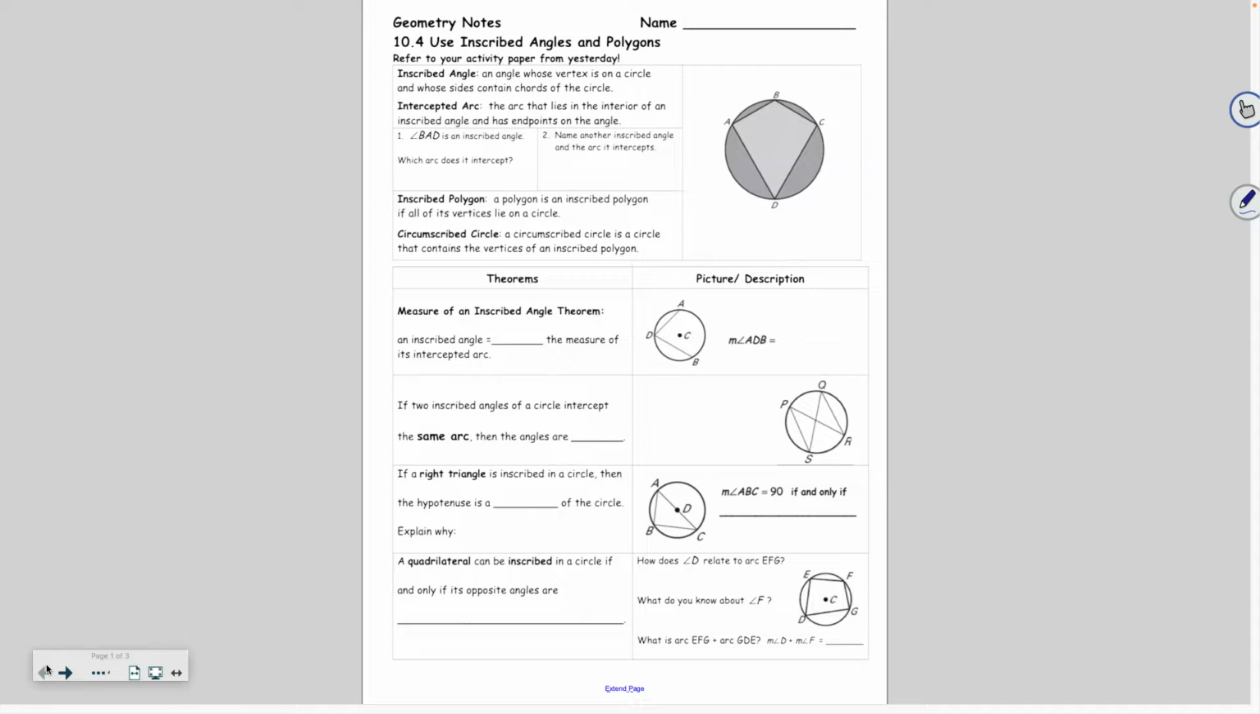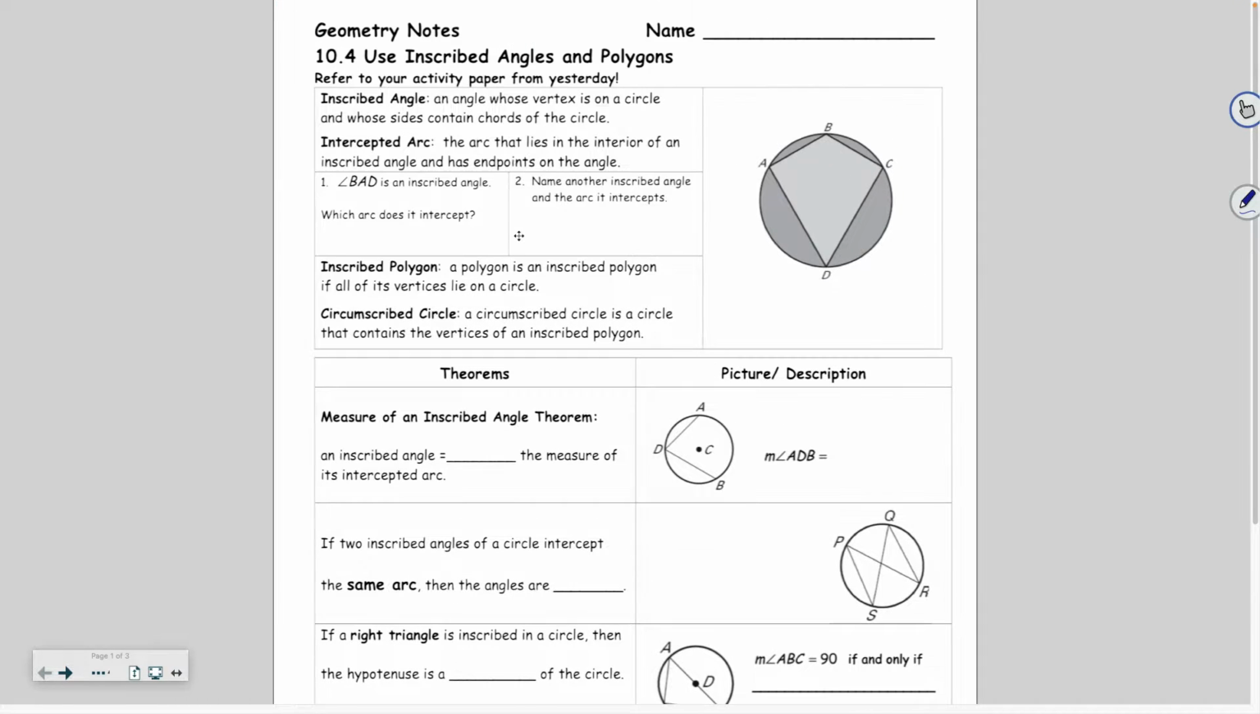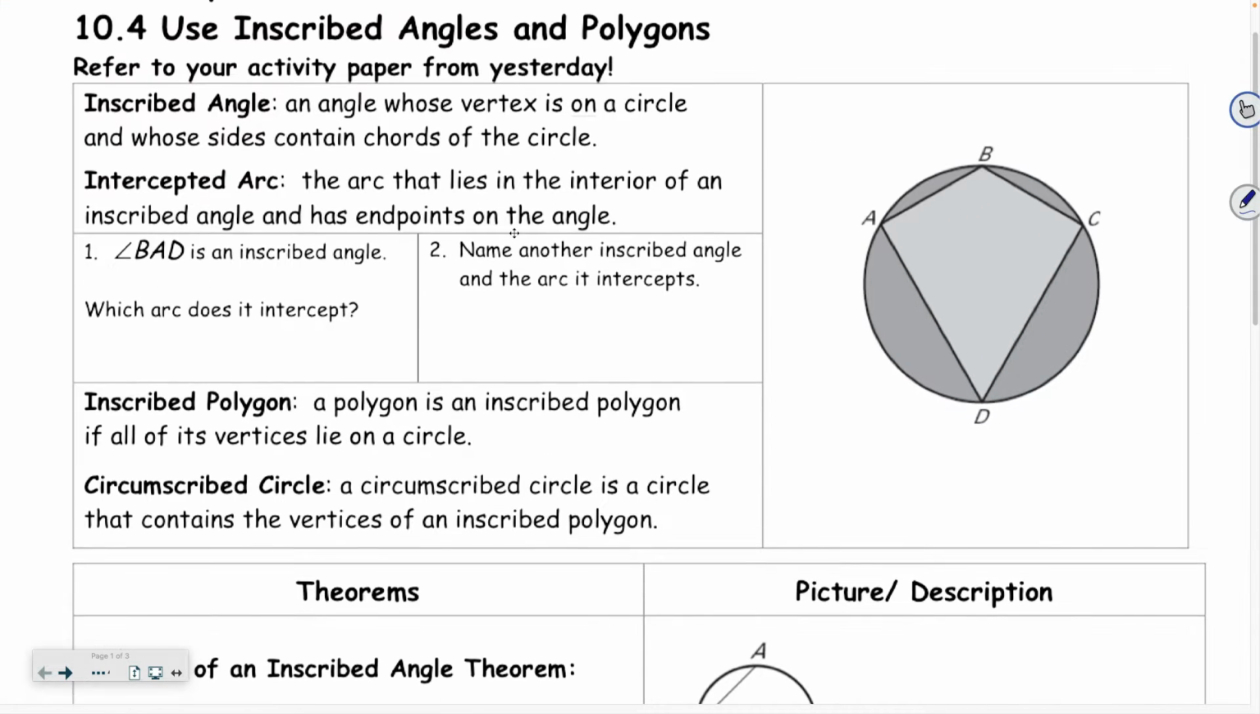So let's talk a little bit more about inscribed angles because they can look lots of different ways. It says an inscribed angle is an angle whose vertex is on a circle and whose sides contain chords of the circle. The arc that lies in the interior of an inscribed angle and has endpoints on the angle is the arc that it intercepts. So it says angle BAD is an inscribed angle. So there's my angle BAD. What arc does BAD intercept?